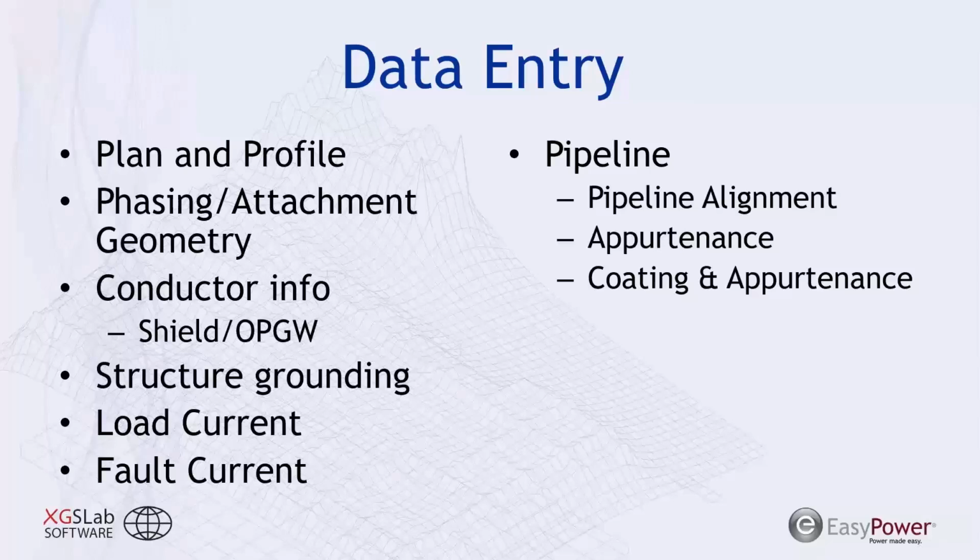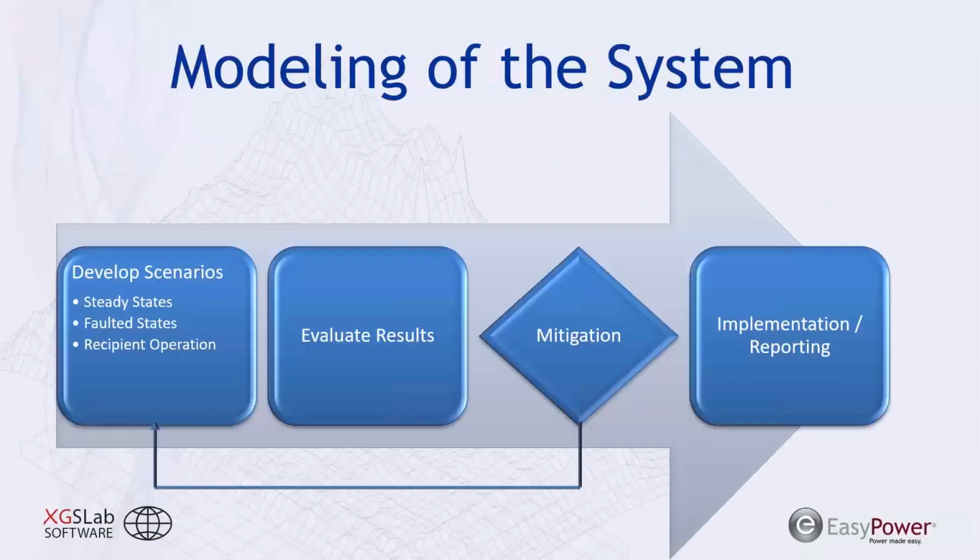On the pipeline side, typically needing the pipeline arrangement, any appurtenances associated with that, as well as the coating characteristics of that pipe. And the analysis process is really you develop your base models to start evaluating your steady state scenarios and your faulted state scenarios. Once you've evaluated all of the results, if there's need for mitigation, that needs to be incorporated and then reevaluated through each of these different scenarios or states before reporting on that.